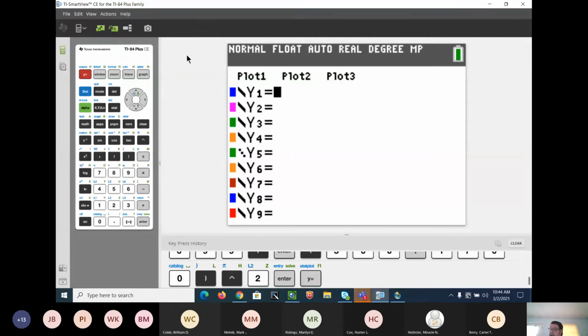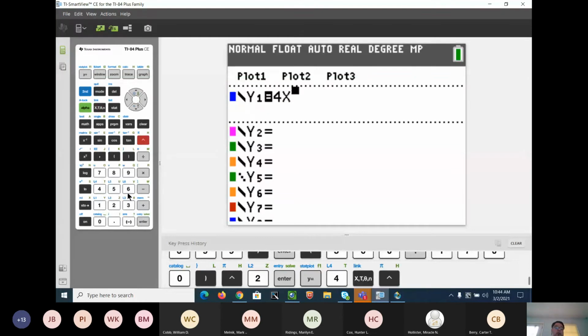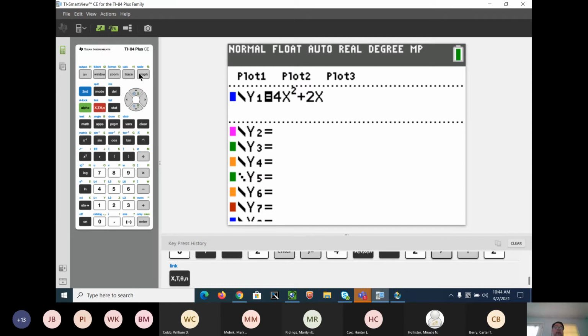And I'm going to put in 4x squared. I had to beg for this because people said, well, you got the x squared, why don't you just use the one you got? Because this one's better for a virtual class. You get to see the actual keystrokes right here. See? Anyway, and that'll be blue. And we're going to do 4x squared plus 2x and graph.